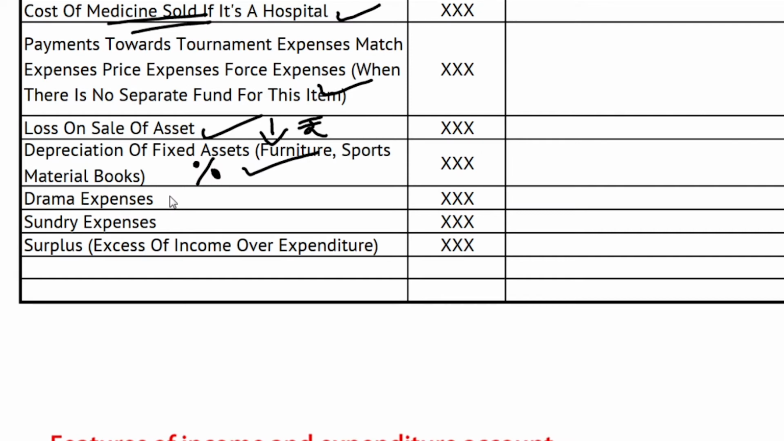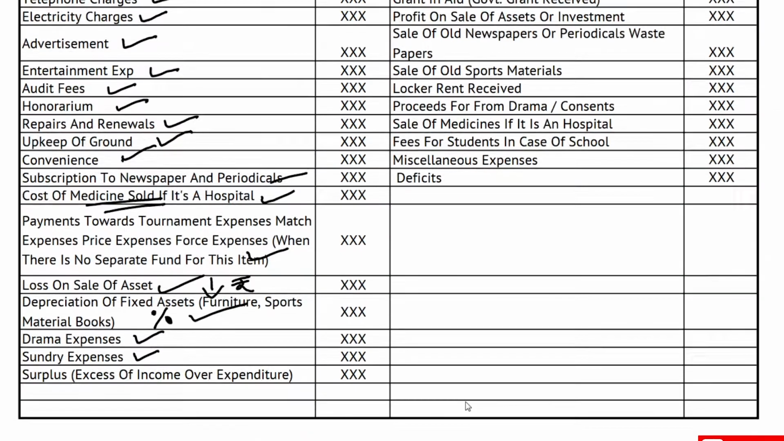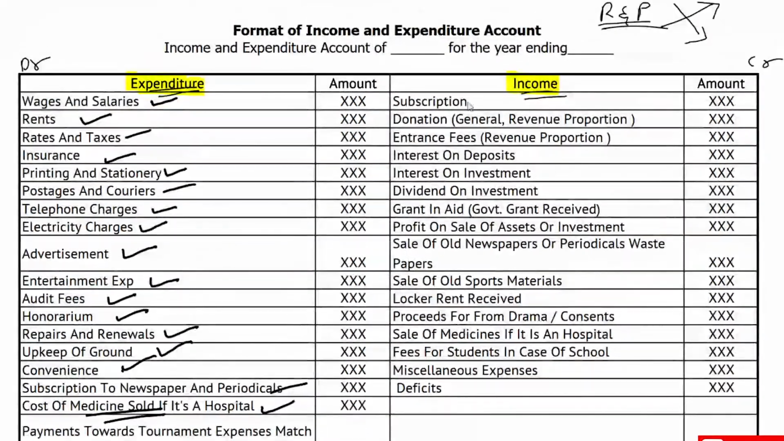Next is drama expenses. That's the expense when you're performing any drama skits or anything like that. Next is sundry expenses, and at last is surplus. You will not record it right away when you enter the expense side. You will wait for the income side to fill up as well. So instead of recording surplus here right now, we'll move on to the income side. Let us check what the income side entries are.